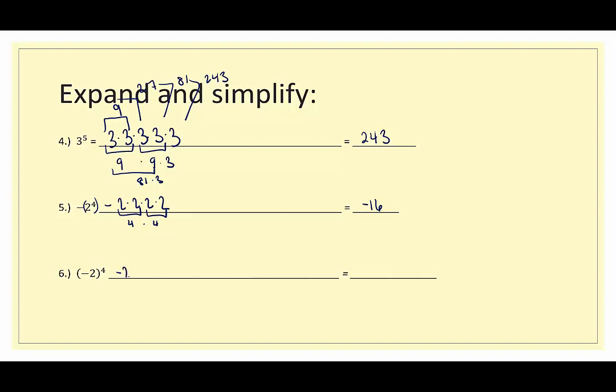So this is -2 times -2 times -2 times -2. Negative times negative is positive, so this is positive 4. Negative times negative is positive, so this is positive 4. And 4 times 4 is positive 16.